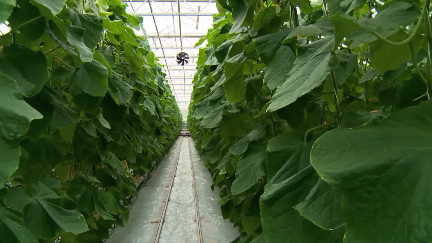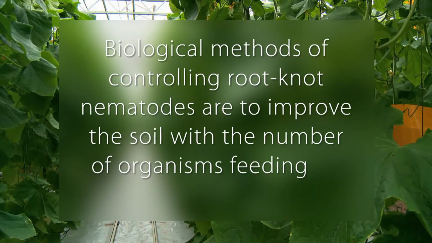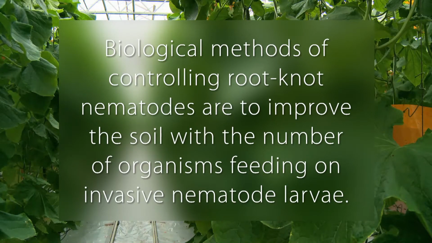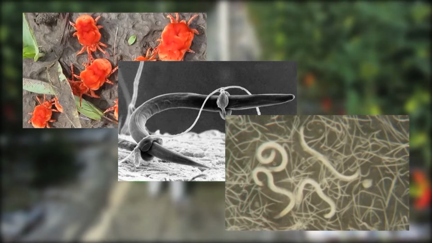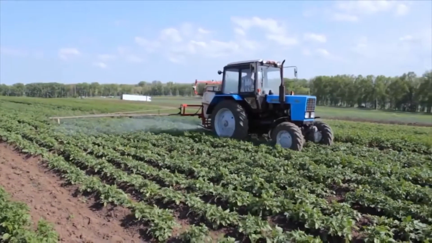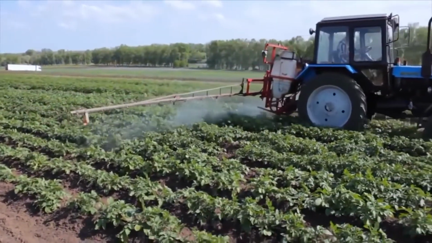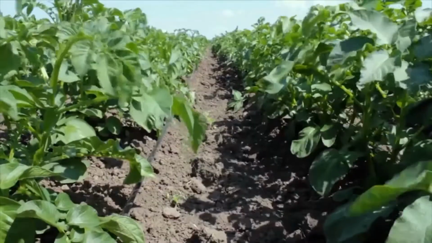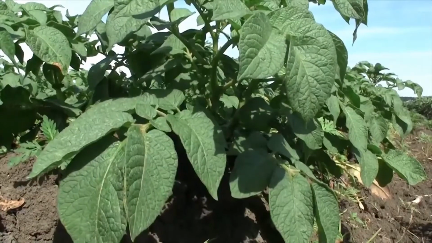Biological methods of controlling root knot nematodes are to improve the soil with a number of organisms feeding on the invasive nematode larvae. These can be predatory mites, predatory mushrooms, or predatory nematodes specifically propagated and put into the soil. For this, organic fertilizers, sugar, or waste can be put into the soil. This organic material helps to develop a fair amount of saprophytes, followed by the reproduction of natural predators.